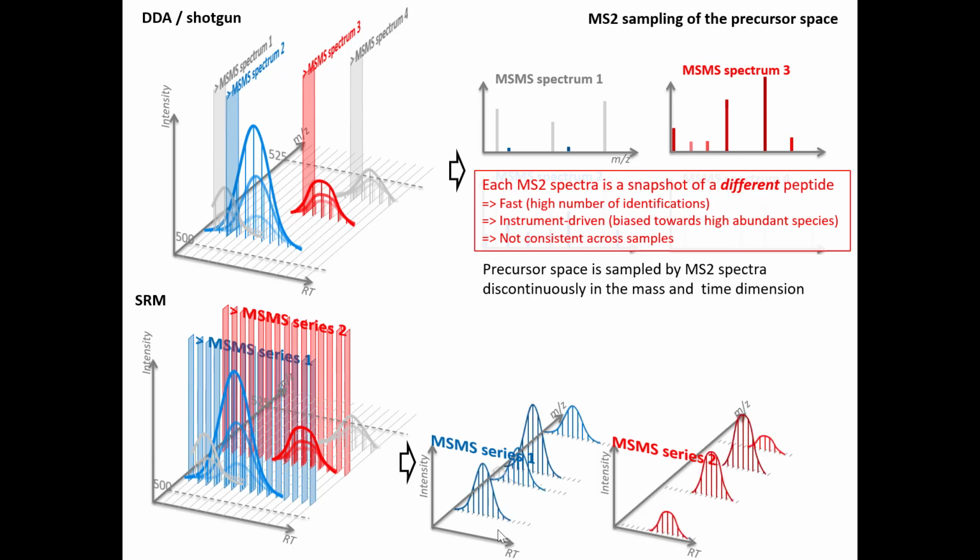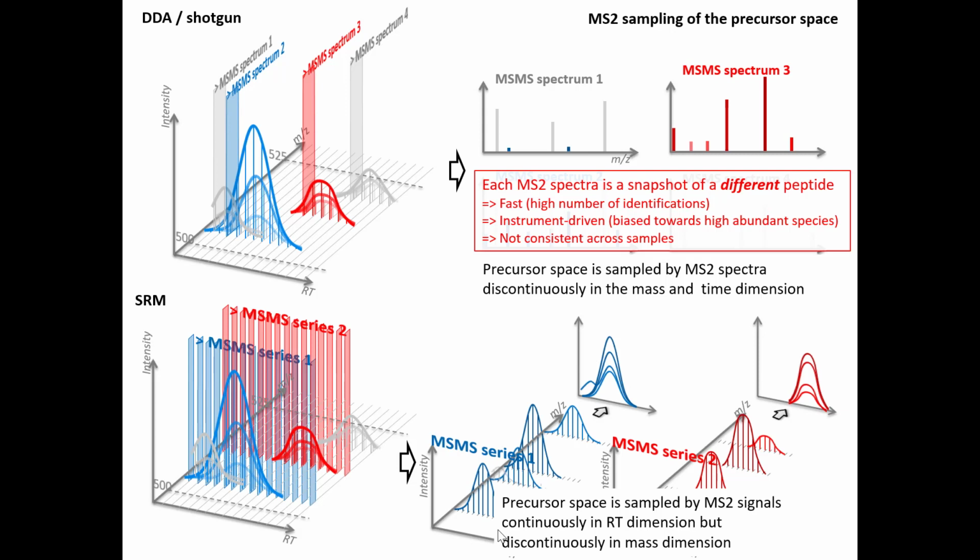And so we can then extract quantitative data, and those of you who are in the earlier module focusing on Skyline will have seen a lot of pictures essentially like this one, where we have ion chromatograms that we can use to determine that this is the peptide that we're interested in and eventually quantify it. But the important thing to notice here is that this precursor space, which we're talking about with these boxes, is sampled by MS2 signals continuously in the retention time dimension. So we have very nice deterministic coverage in the retention time dimension, but we don't have complete coverage.